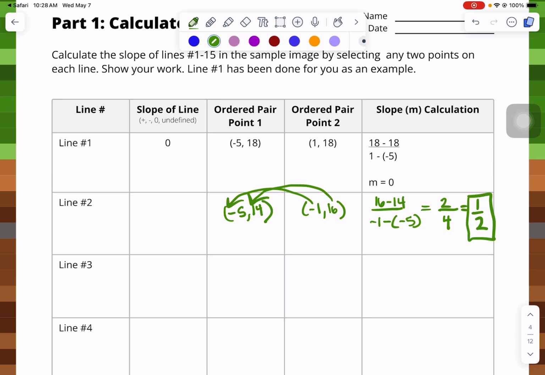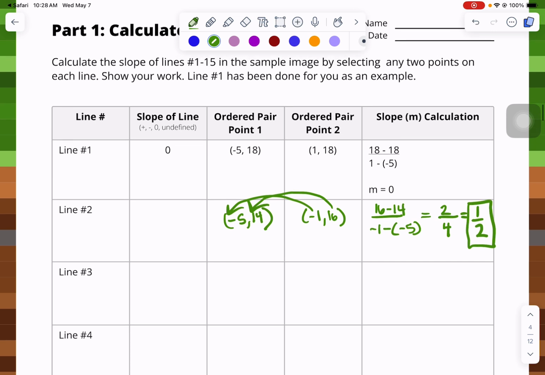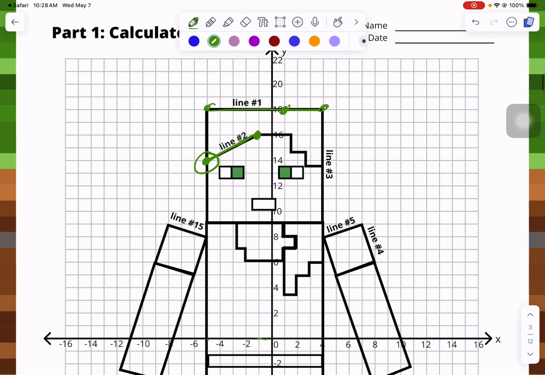Now we did forget to specify if it's positive or negative, but if you look at this, it is increasing from left to right.